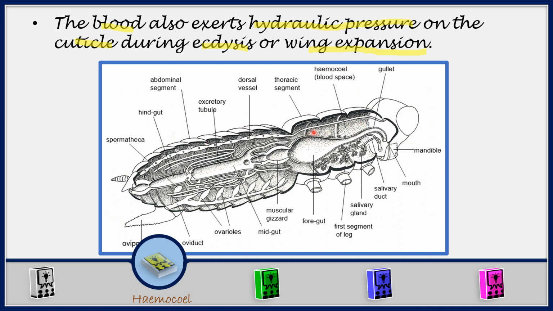And it also applies hydraulic pressure during the wing expansion. When the wings are expanding, it is still the blood which applies pressure, which will cause the expansion of the wings and the cuticle.